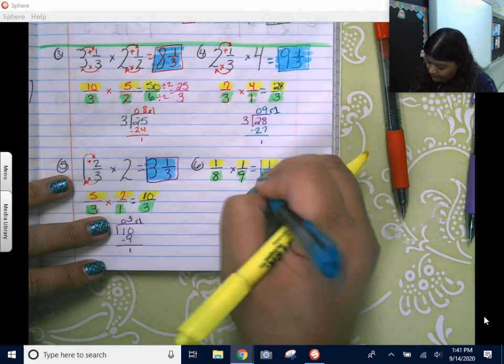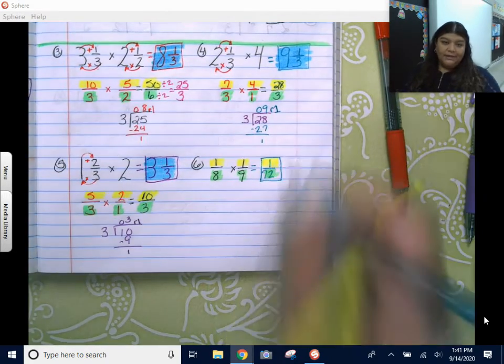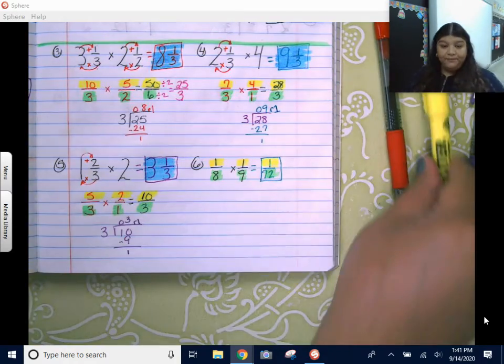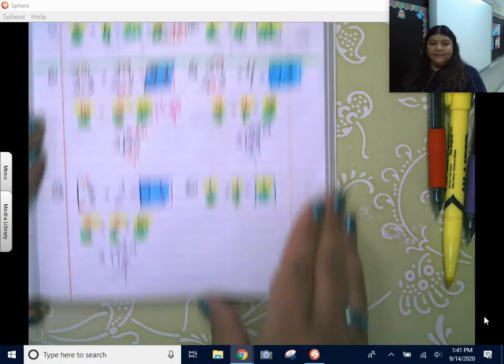72. Anytime you have 1 as a numerator, you can't simplify anything any further. You're pretty much done. Okay, good job, guys.